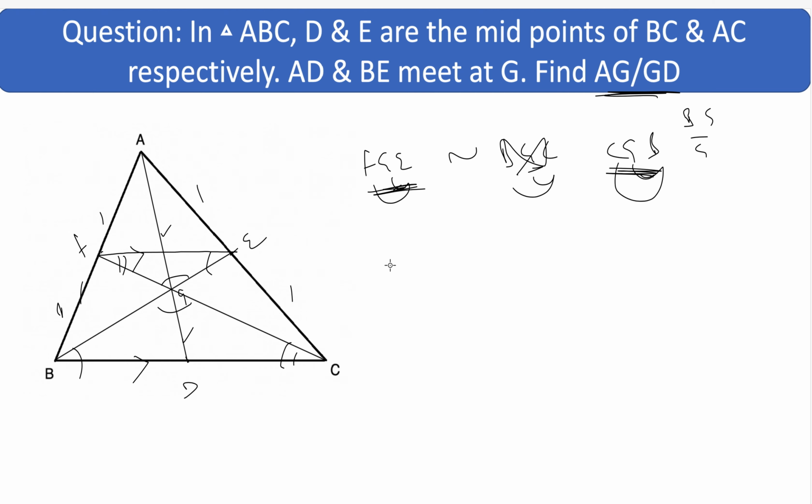So BG by GE: BG is the last two of this and GE is the last two of this. So what should it be equal to? We know the ratio of FE and BC, that will be half by similarity. I will leave it to you to figure out how. FE by BC is equal to half. If you don't understand this, post in the comments and I can explain again.